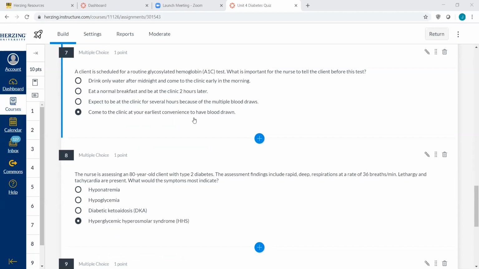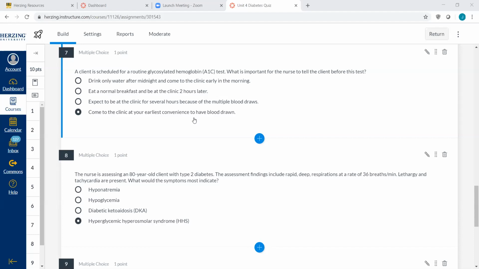Number 8, the nurse is assessing an 80-year-old client with type 2 diabetes. Remember when we were talking about how you have to pick out the differences between DKA and HHNS because they're very similar. We said DKA is more type 1 diabetics. Type 2 diabetics kind of goes with the HHNS, right? The other thing was with HHNS, these guys usually are sick in some way. Something sets them off into going into this episode, and they have a lot of neuro symptoms. One of the things that's a neuro symptom in this question is the lethargy.